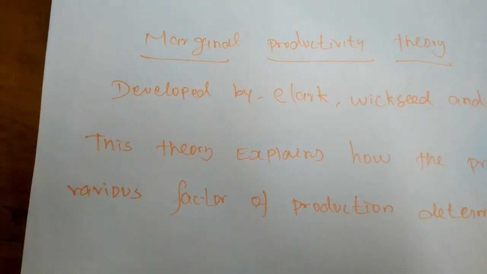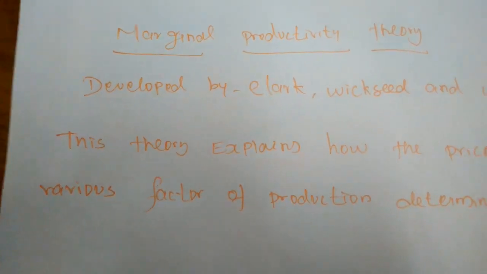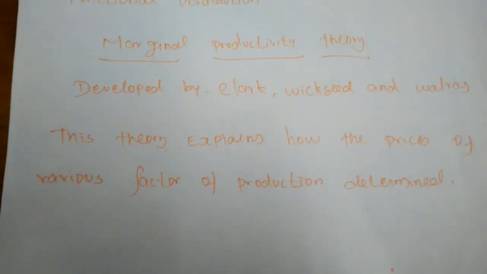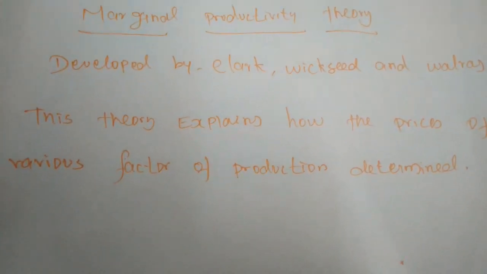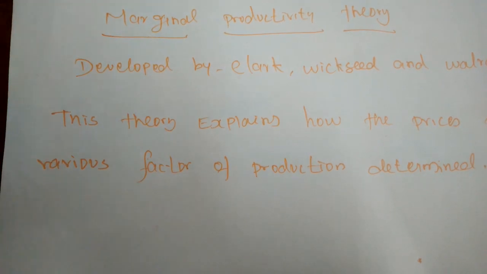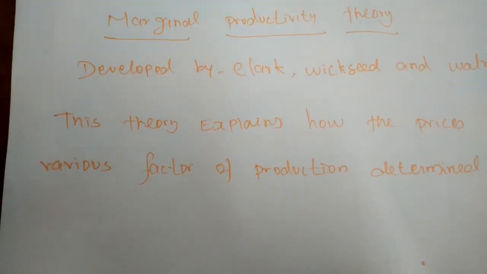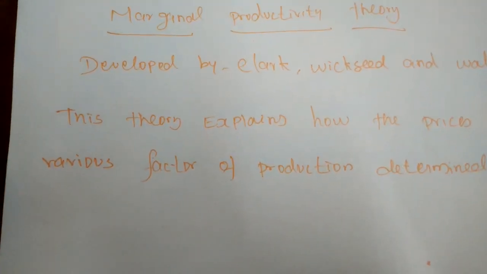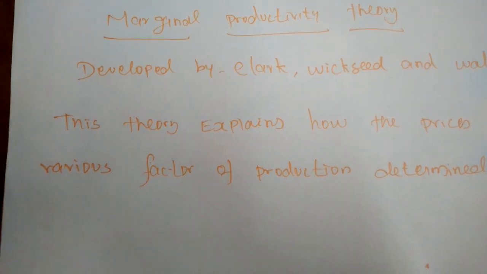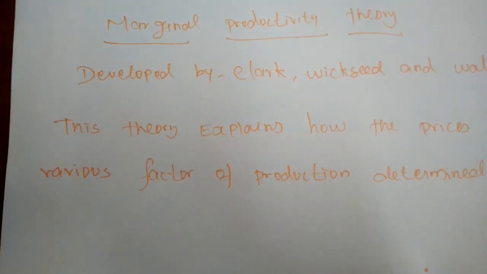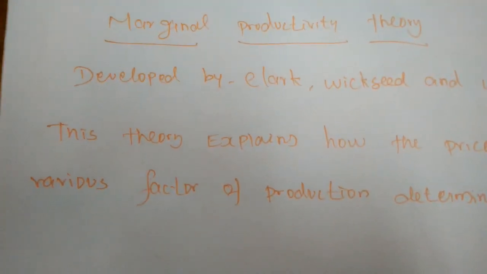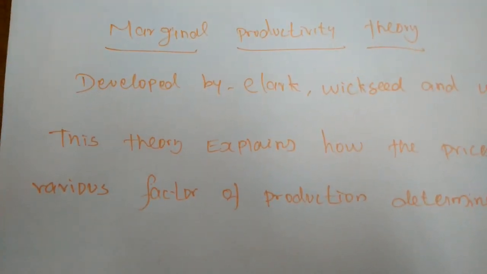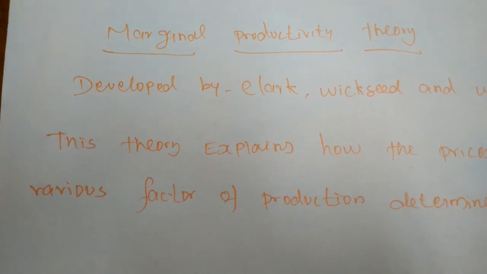The various factors of production means the four factors of production. On which basis these four factors of production get their remunerations is explained by the marginal productivity theory. This theory explains how rent, wages, interest and profit are determined. This theory is also known as the general theory of distribution or the national dividend theory of distribution.